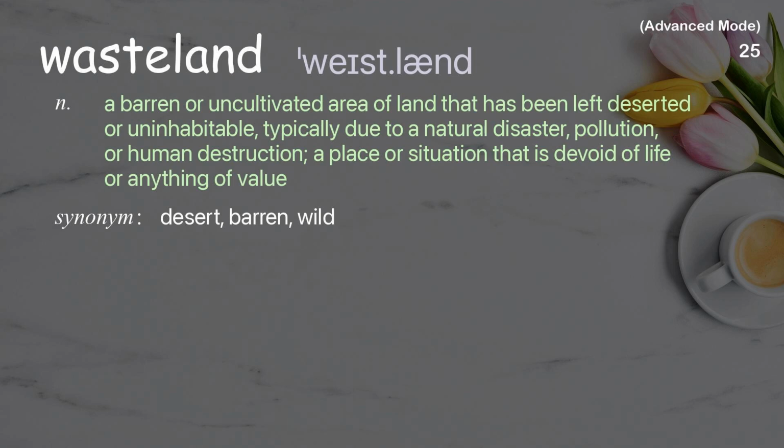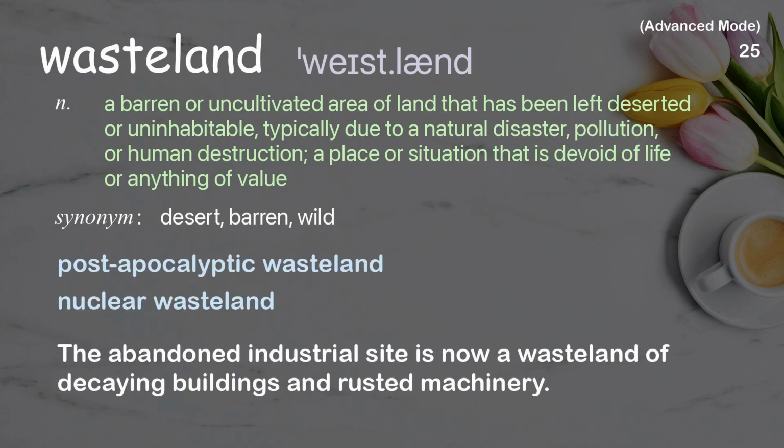Wasteland. A barren or uncultivated area of land that has been left deserted or uninhabitable, typically due to a natural disaster, pollution, or human destruction, a place or situation that is devoid of life or anything of value. Examples: Post-apocalyptic wasteland. Nuclear wasteland. The abandoned industrial site is now a wasteland of decaying buildings and rusted machinery.